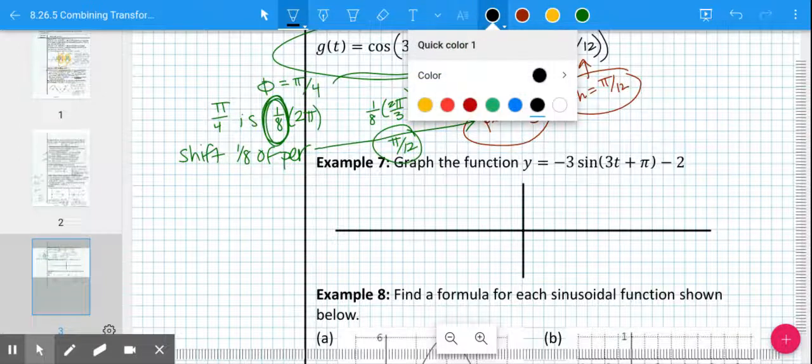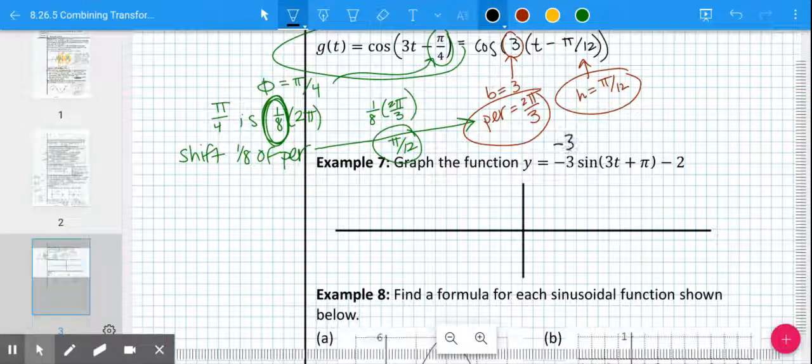And again, because I am not as interested in phase shifting, I'm just going to factor out the 3 here. So I have everything in the order I wanted. If you just factor that out every time, then you don't have to worry about the phase shift. Let's go through and identify my different pieces. My amplitude is 3, and the negative will reflect me over.